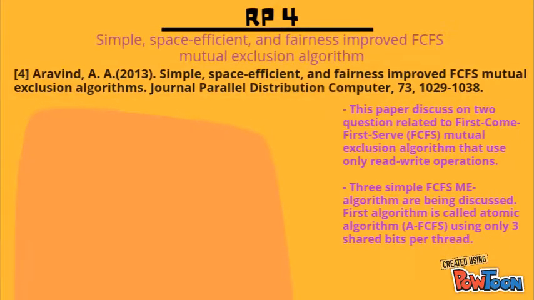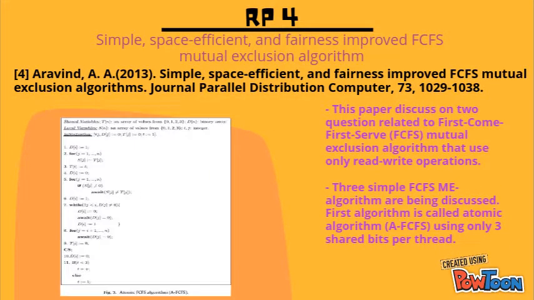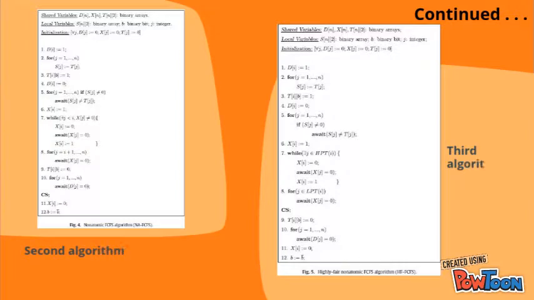Next, this paper discusses two questions related to the FCFS ME algorithm that uses only read-write operations. Three simple algorithms are discussed. The first algorithm is called the atomic algorithm, using only three shared bits per thread. The other two algorithms are called the non-atomic algorithm and the highly fair non-atomic algorithm.